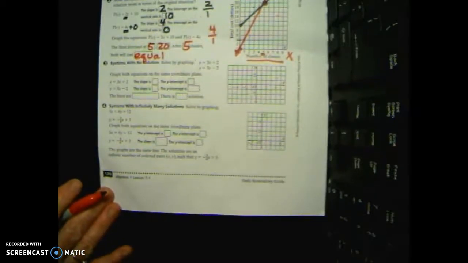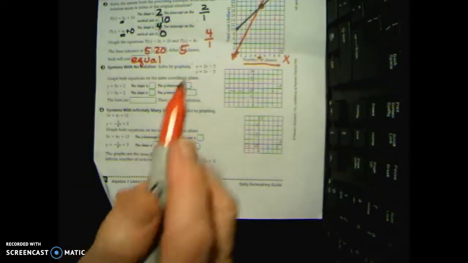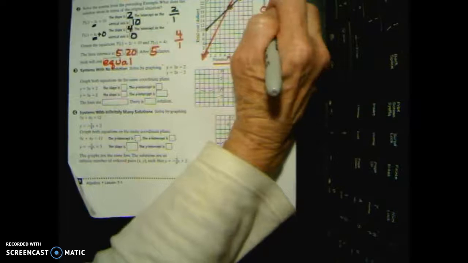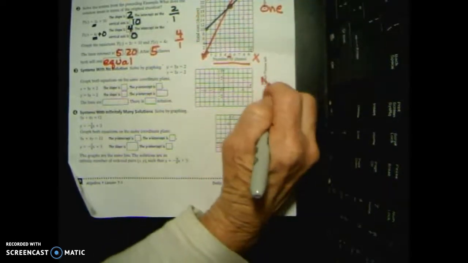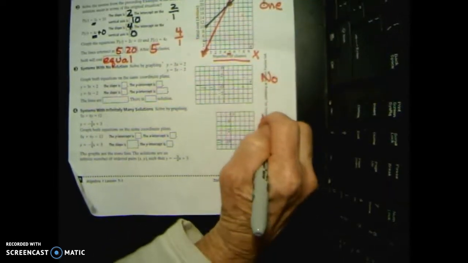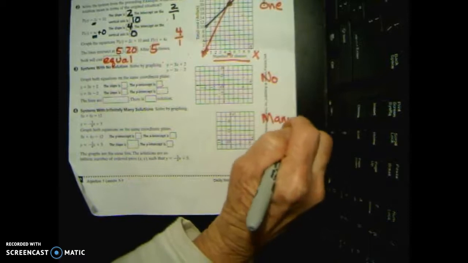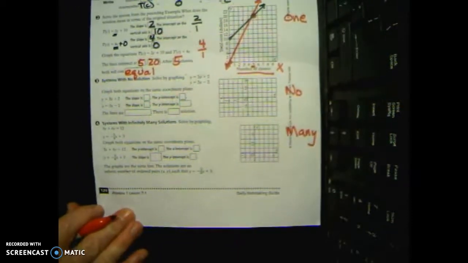Let's do problem number 3 and see if we can come up with that solution. Again, this goes exactly in the same order that we learned them today. I'm going to have one solution, no solutions, and many solutions on this last one. Let's see if that rings true.